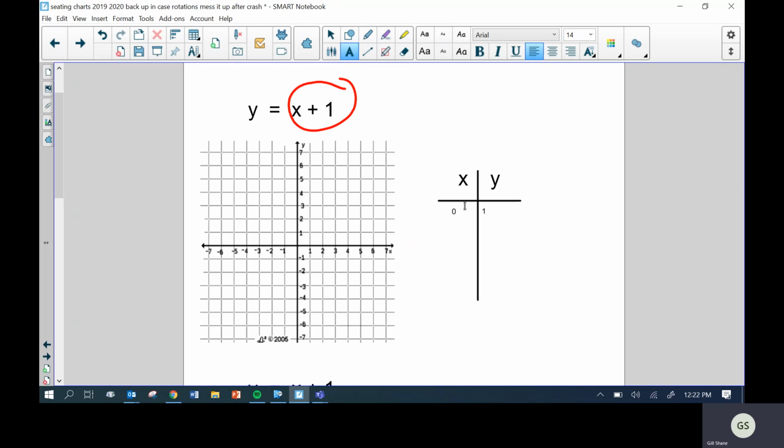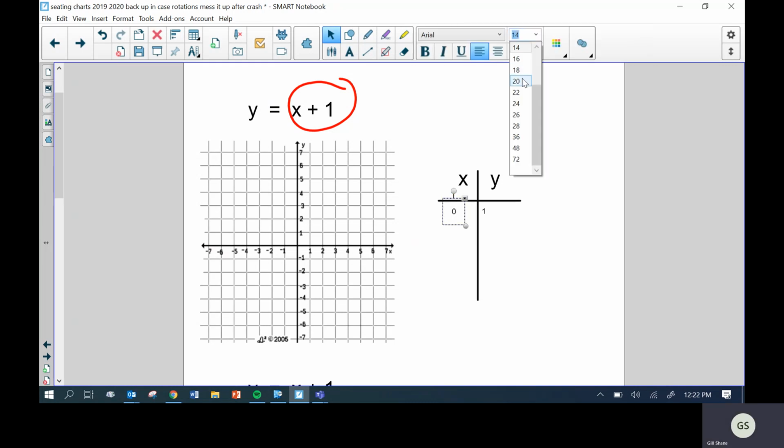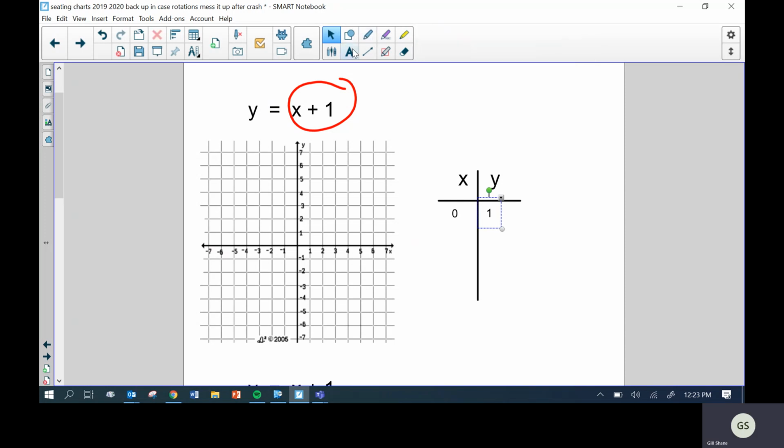So let's pick another number. I'm going to go ahead and increase the font a little bit. We'll make it 20. So I'm going to enlarge these real quick. So let's see if 20 looks okay. Yeah, 20 is not too bad, so we'll make it a font of 20. All right. So let's see if it kept 20.